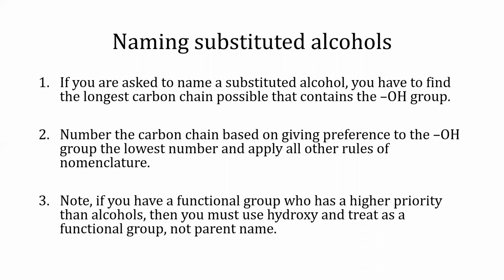In naming substituted alcohols, these guidelines are to be followed. 1. If you're asked to name a substituted alcohol, you have to find the longest carbon chain possible that contains the OH group. 2. Number the carbon chain giving preference to the OH group, the lowest number, and apply all other rules of nomenclature. 3. Note, if you have a functional group that has a higher priority than alcohols, then you must use hydroxy and treat it as a functional group, not as a parent name.